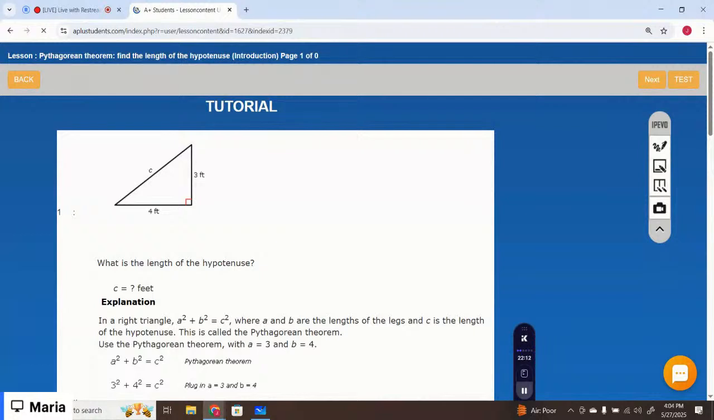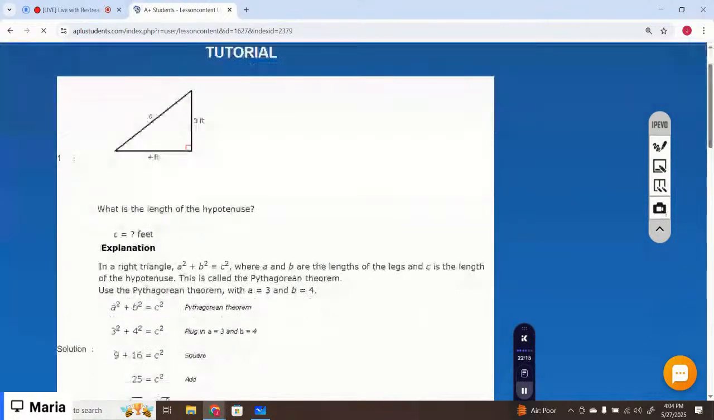So what is the length of the hypotenuse? We use the Pythagorean theorem to solve right triangles, that have one angle that measures exactly 90 degrees. The hypotenuse is the side that is opposite to the right angle and is the greatest side.